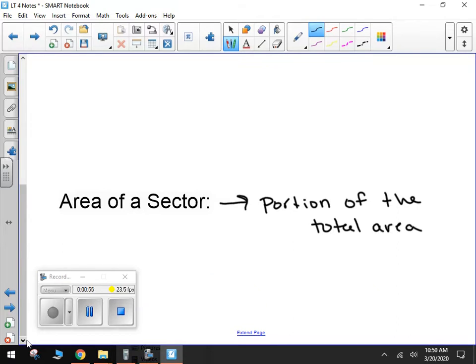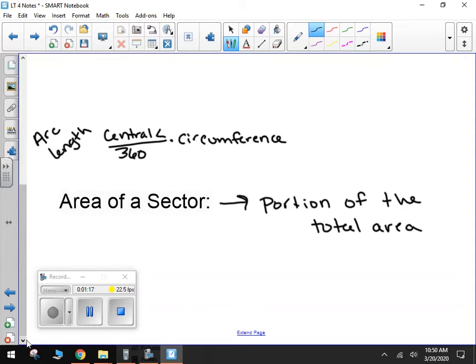Now, if you guys remember, we did arc length, and arc length was a portion of the circumference. So I'm just writing this down as a reminder. So arc length, if you guys remember, the formula was the central angle over 360 times circumference. Because arc length was a portion of the circumference.